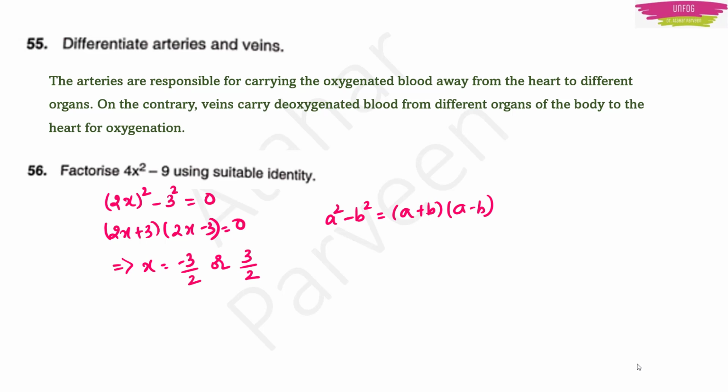Here a will be 2x and b will be 3. So put it as (2x plus 3)(2x minus 3). With this you get x is equal to minus 3 by 2 or 3 by 2. Thus you have factorized it.